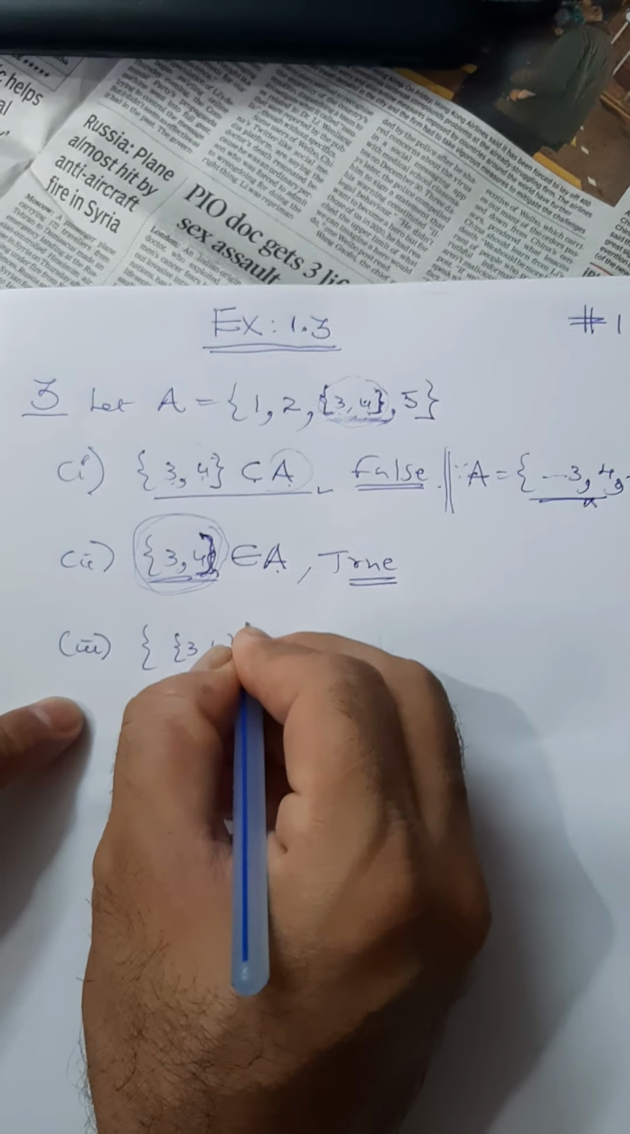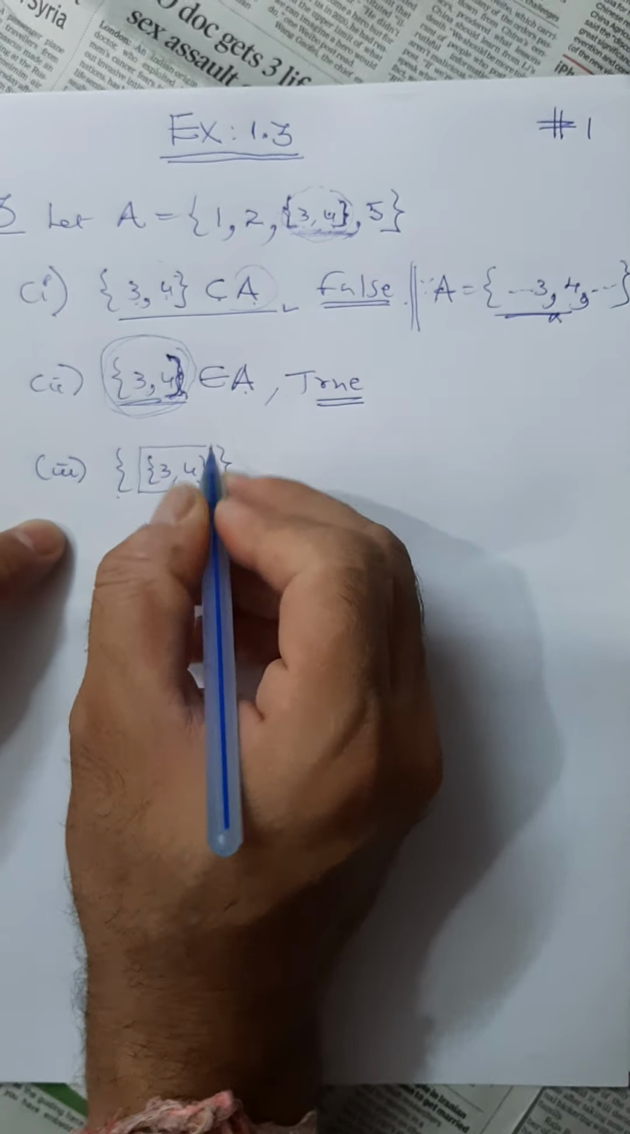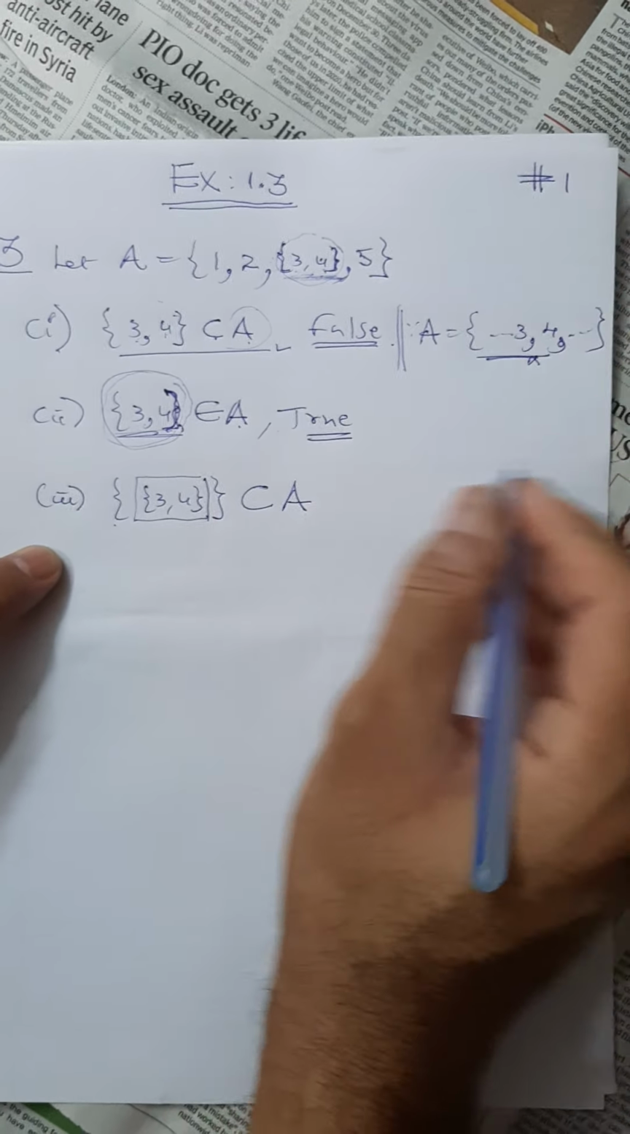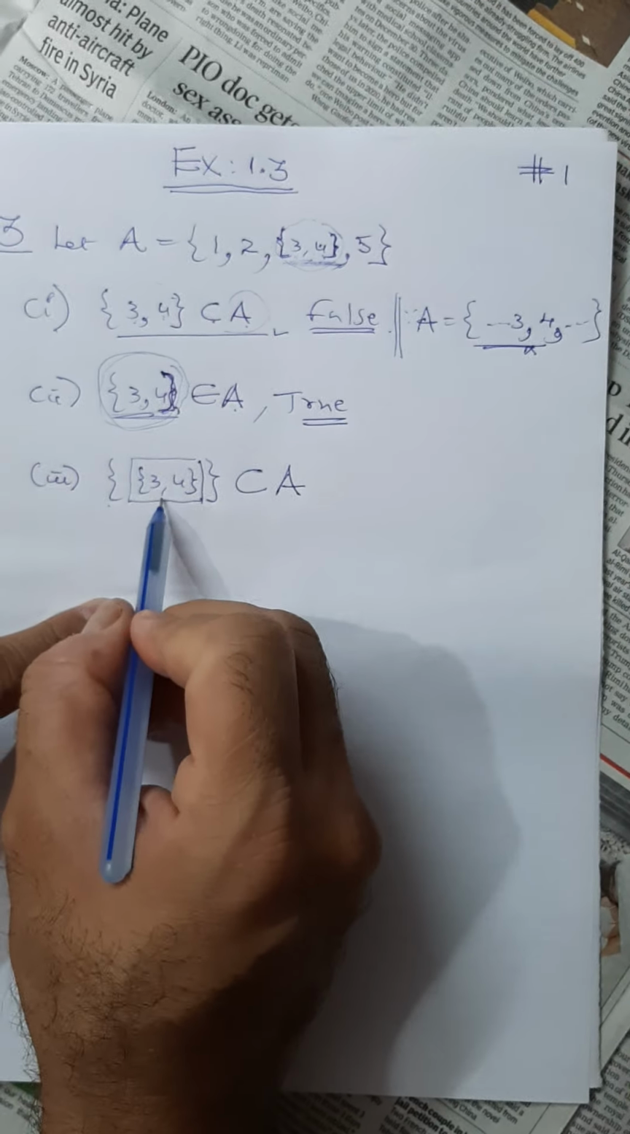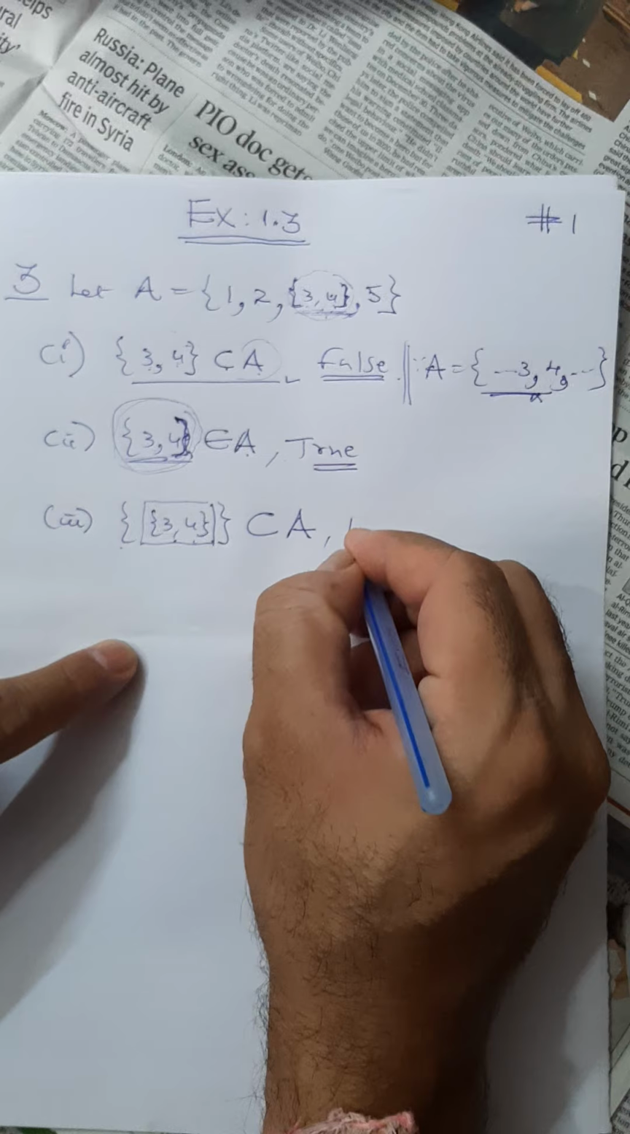Then next one, if I go to third, there in a set you have 3, 4. So this is one set whose one object is this. This is one object present in this set. E is a subset of A. So here you have one object which is 3, 4, which is also there in that set A. So this is true.